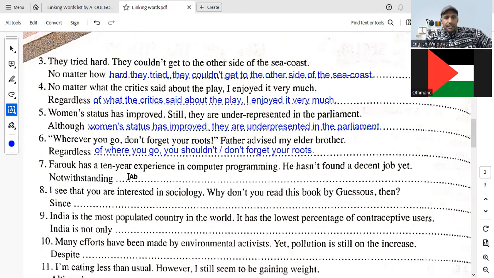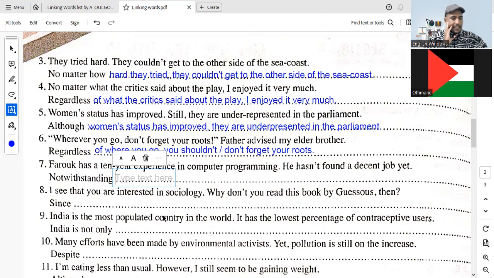Well, number 7. Farouk has 10 years of experience in computer programming. He hasn't found a decent job yet. Farouk has 10 years of experience in computer programming. He hasn't found a decent job yet. Notwithstanding. This notwithstanding usually comes with the fact that.